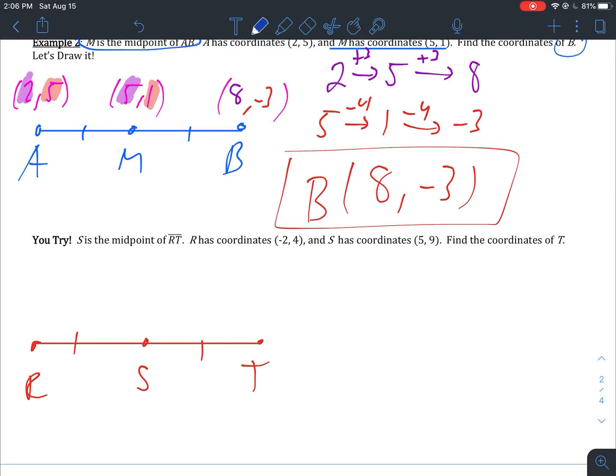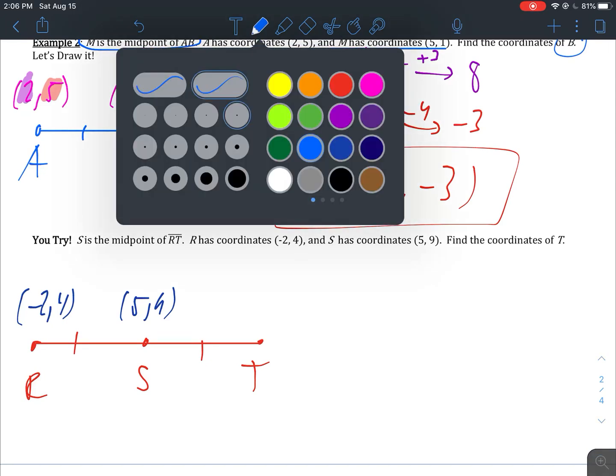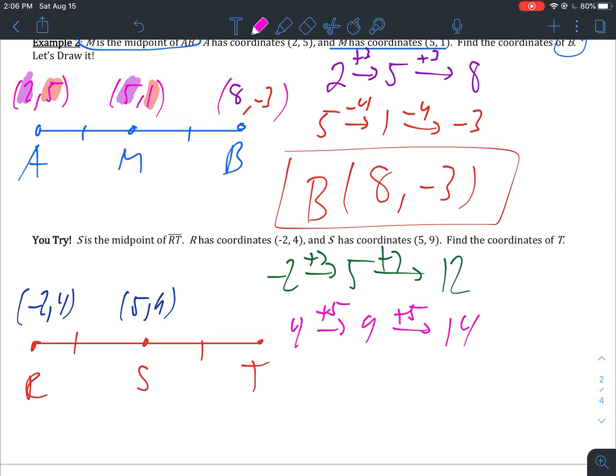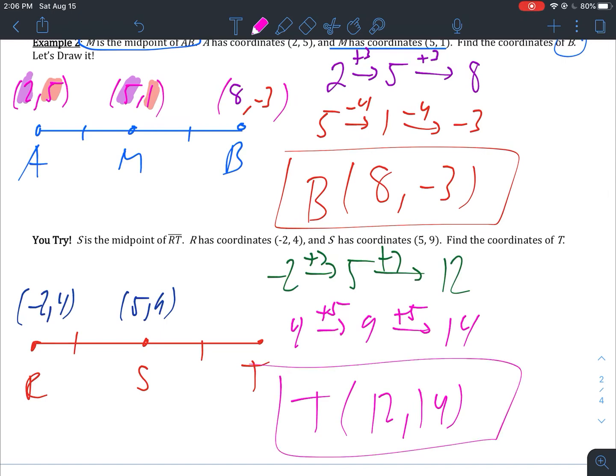All right, there's my segment RT, where S is the middle. And my points. Again, looking at the x-coordinates, what did I do to get from -2 to 5? Well, I added 7. So then add 7 more. I'm at 12. And the y-coordinates, what did I do to get from 4 to 9? I added 5. Add 5 more. We're at 14. Therefore, T is at 12, 14. Hopefully you all got that one right.